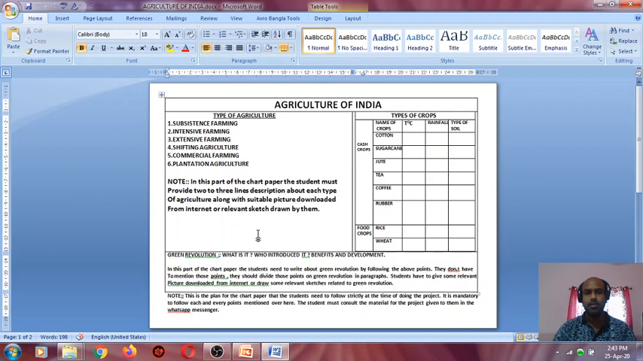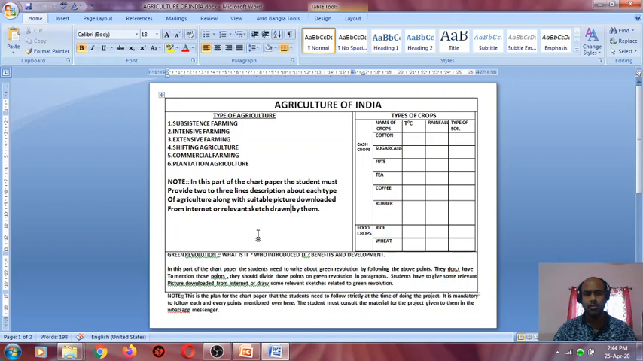They should divide those points on green revolution in paragraphs. Students have to give some relevant pictures downloaded from internet or draw some relevant sketches related to green revolution. So all these points you have to follow while you are preparing the chart paper.